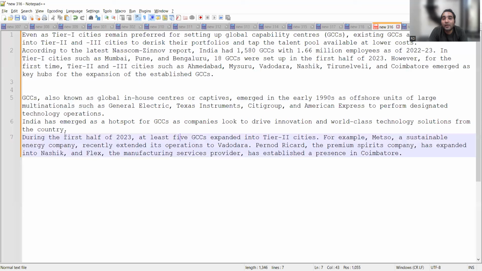During the first half of 2023, at least five GCCs expanded into tier two cities. For example, Metso, a sustainable energy company, recently extended its operation to Vadodara, right? And other cities also like Nashik and Coimbatore. So a lot of good job opportunities are expected to come from GCCs, and they will be going into campus hiring as well.